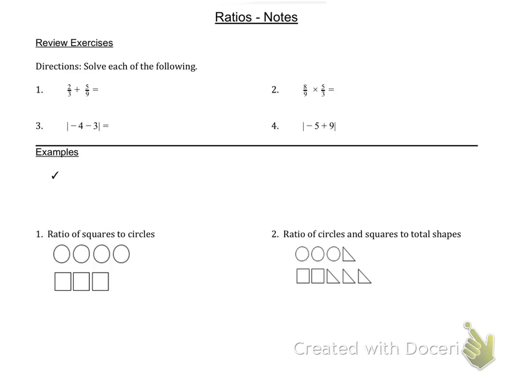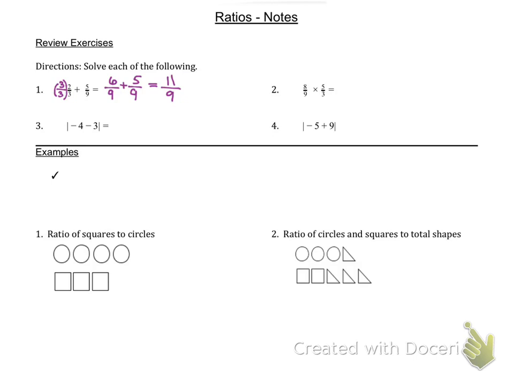Number 1, we have 2/3 plus 5/9. In order to add two fractions, we have to have a common denominator. And the common denominator of 3 and 9 is going to be 9. So for the first fraction, to get 9, I need to multiply both the top and the bottom of the fraction by 3. So we have 3 times 3 is 9, and then 3 times 2 is 6. So we have 6/9 plus 5/9, which is equal to 11/9.